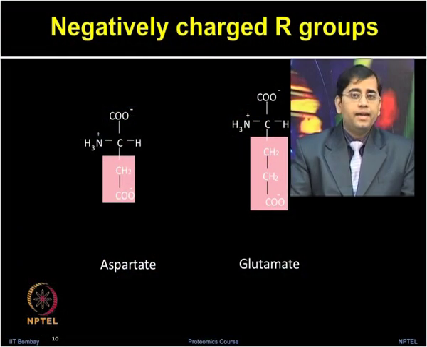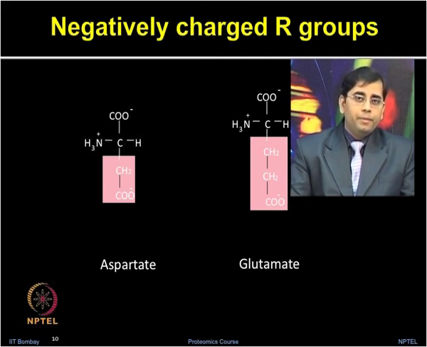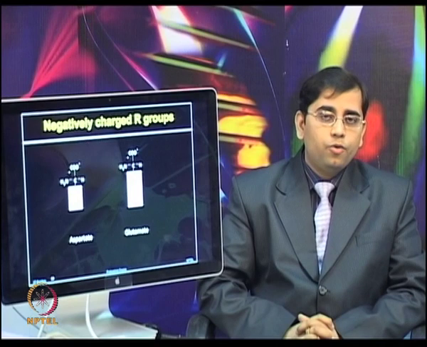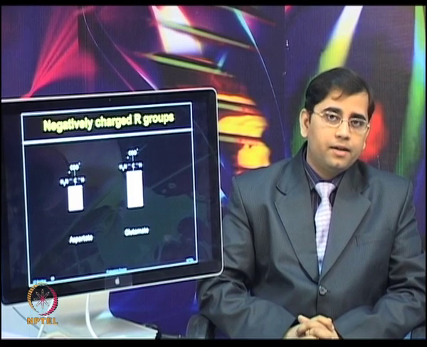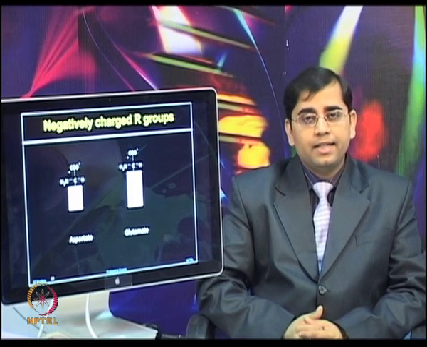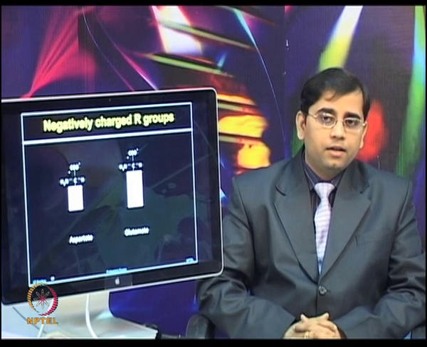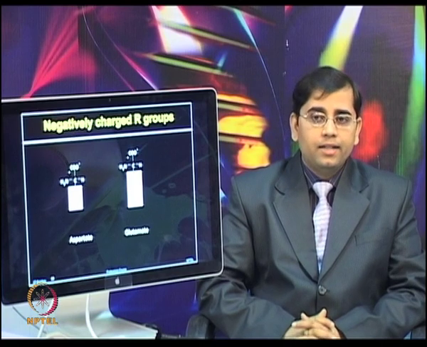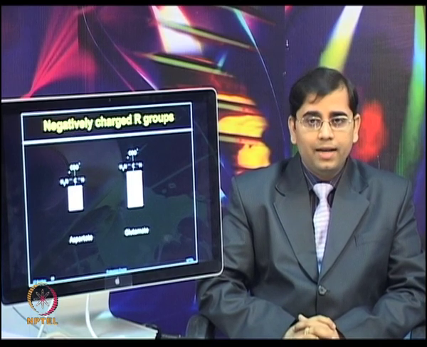Next group is negatively charged R groups: aspartate and glutamate, or aspartic acid and glutamic acid. The name aspartate or glutamate is because at physiological pH, the side chain of these amino acids lacks a proton present in the acid form. Therefore, these amino acids are negatively charged. Aspartate is the carboxylate anion of aspartic acid, whereas the carboxylate anions and salts of glutamic acid are known as glutamate.